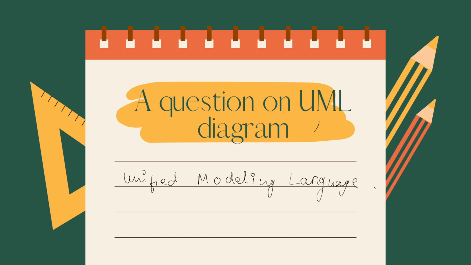Okay. So what is the purpose? It is just to provide a standard way to visualize the design of the system. Now here we have the class diagram, object diagram, component diagram, deployment diagram, use case diagram, sequence diagram, collaboration diagram, and state chart diagram. All these diagrams are there in the UML. So I hope that you have answered the question about UML correctly.